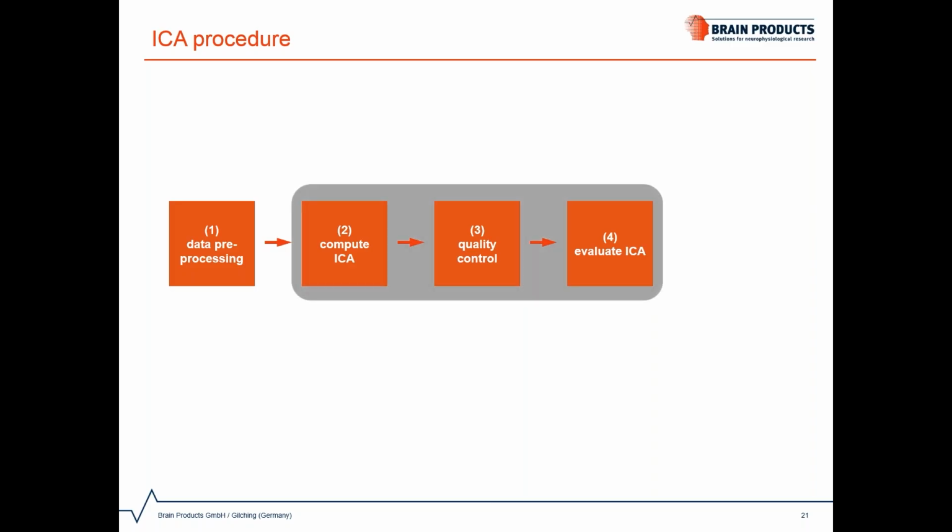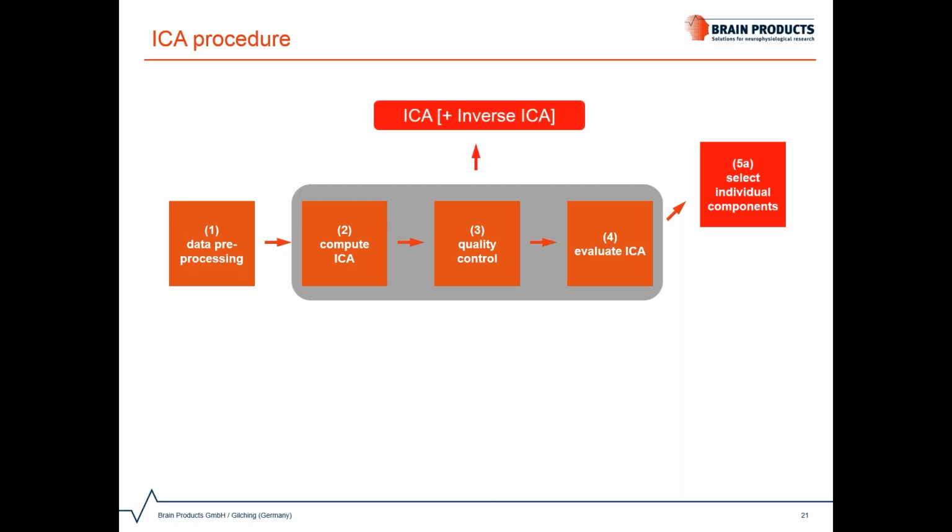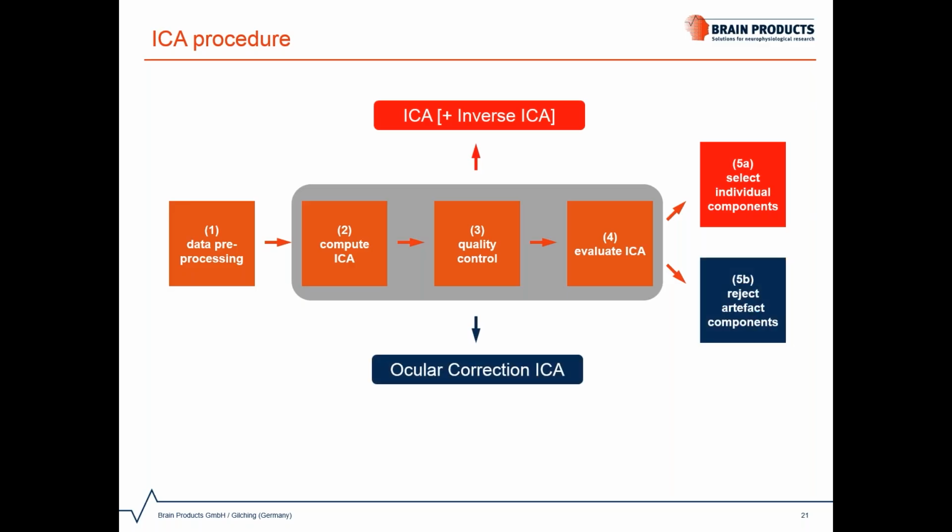This ICA procedure can be done in Analyzer using two different pipelines, and your final goals might be the decisive factor in which pipeline to follow. If you plan to select only specific components and back-project them, or analyze them even in component space, you would rather go for the transformation ICA and eventually combine it with inverse ICA. If you wish to use ICA for artifact rejection, especially for ocular artifacts, then you would maybe rather go for the transformation Ocular Correction ICA.